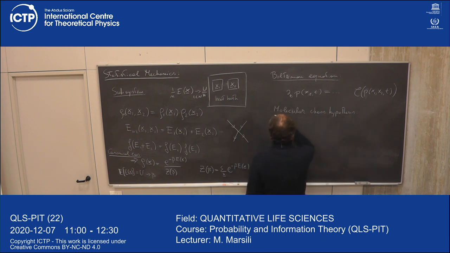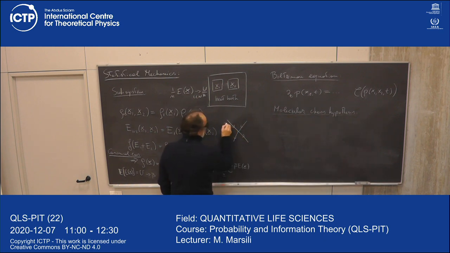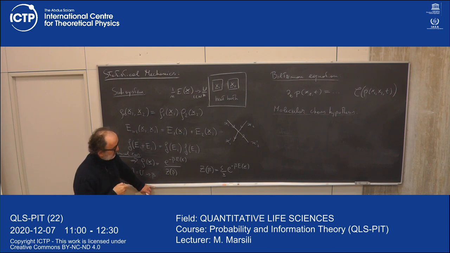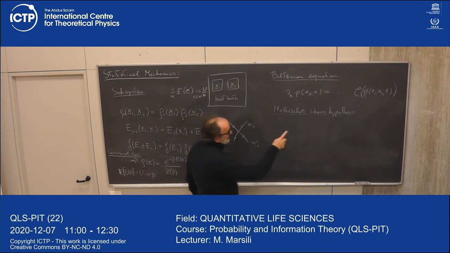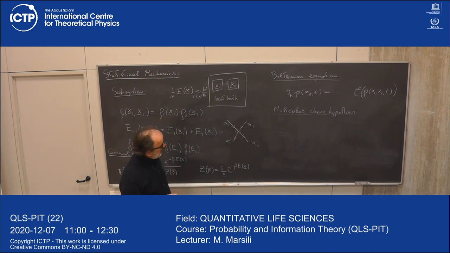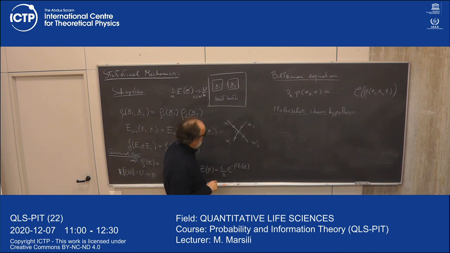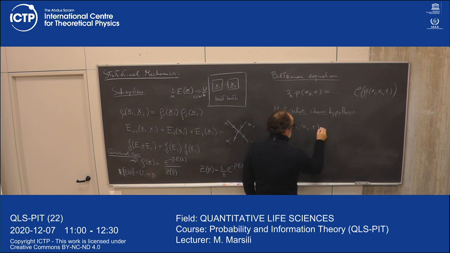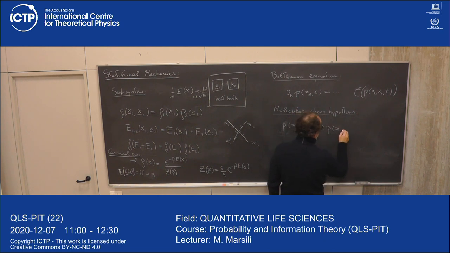So, the molecular chaos hypothesis tells you that when two particles collide and exchange energy and momenta, you are interested in this joint probability distribution at the time when the particles collide. What Boltzmann said is that you can consider that the position and velocity of the particles before the collision, this joint distribution, can be factorized, so that you can consider these two variables as independent.